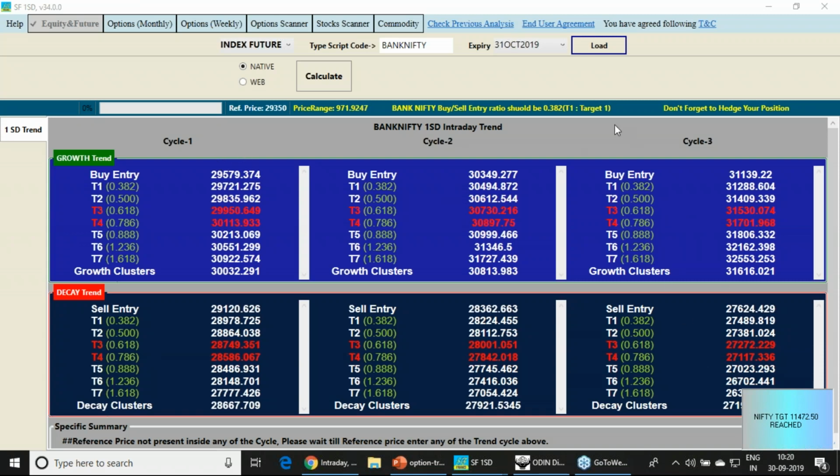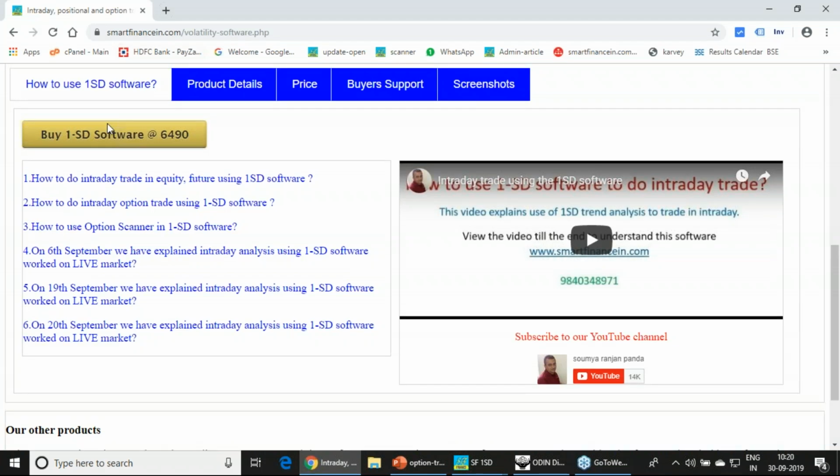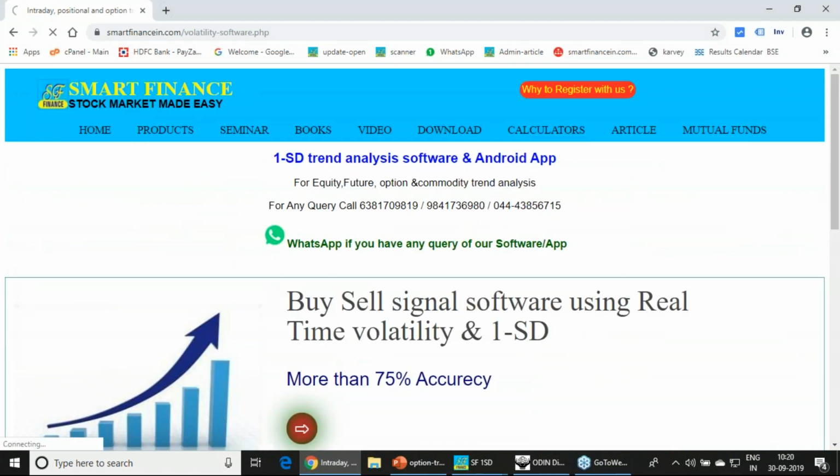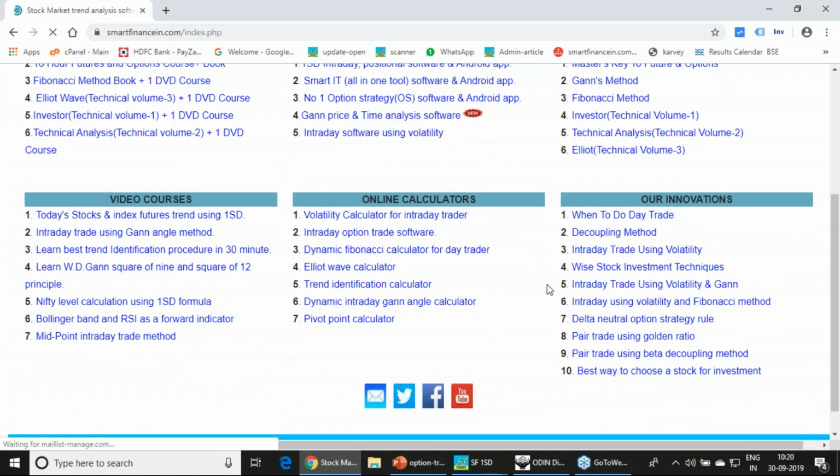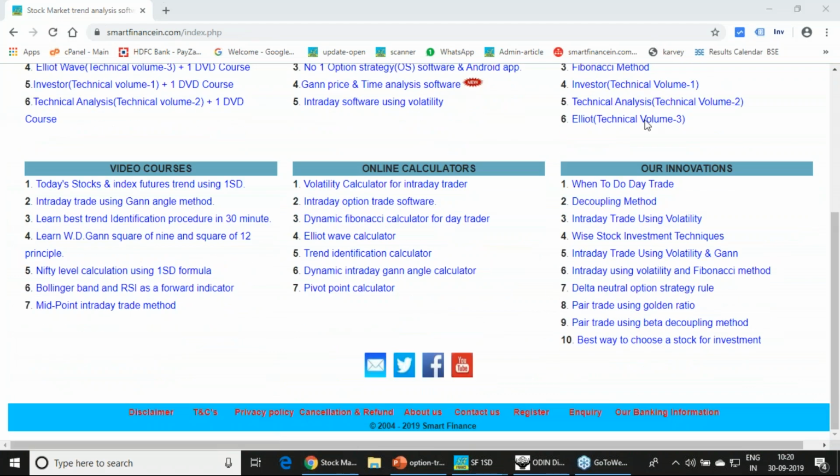Same thing, certain times the market goes for that kind of behavior. You must know when not to trade. This is also one fact. Those who have gone through the article which I have given on my site, when not to trade.